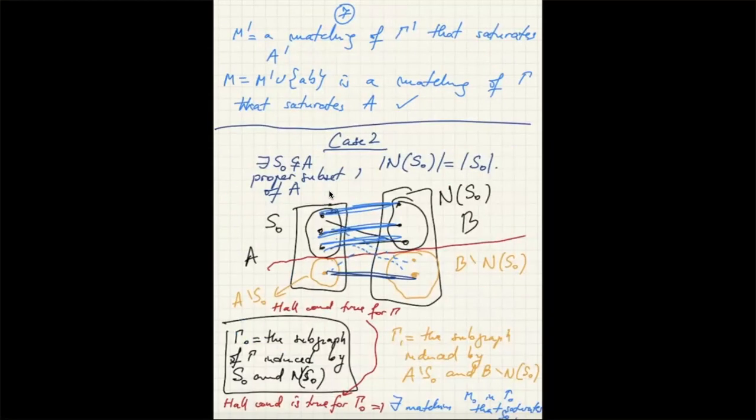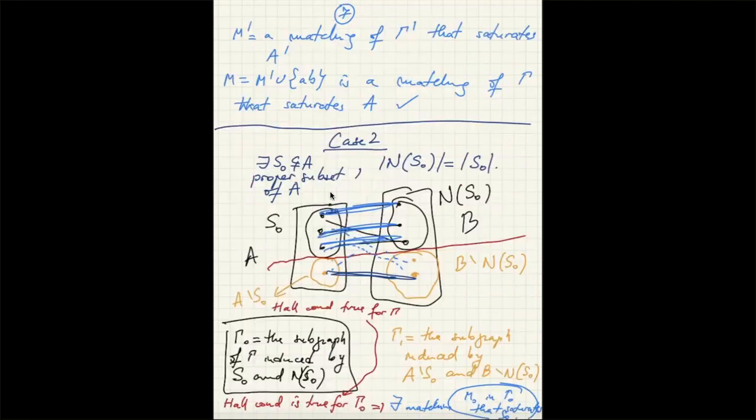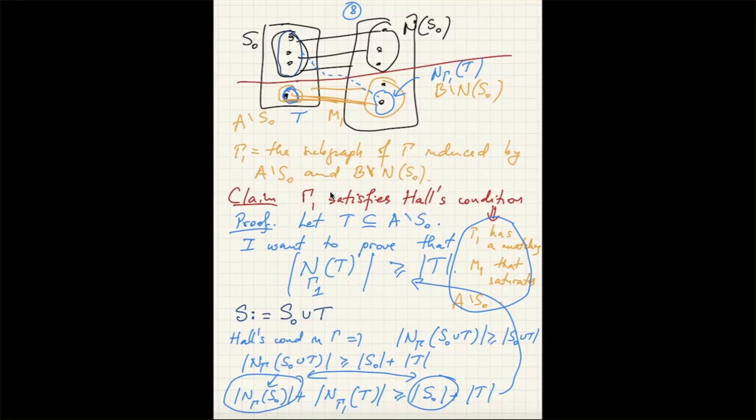Now what we'll do is take the matching M0 from gamma 0 and put it together with this matching M1 from gamma 1. Their union is going to be a matching in the big graph, because first, the endpoints on the left cannot overlap, since S0 and A minus S0 are disjoint. Also, their endpoints on the right cannot overlap, because those two sets in which these endpoints could live, the neighborhood of S0 and B minus the neighborhood of S0, are also disjoint. So I'll write it here.